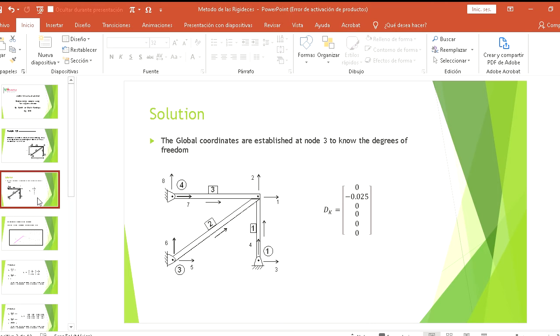And then it's the solution. The global coordinates are established at node 3 to know the degrees of freedom, and with these data we can create the matrix of the displacement. And in the text it said 0.0525 meters, and we need to establish our matrix for the displacement.